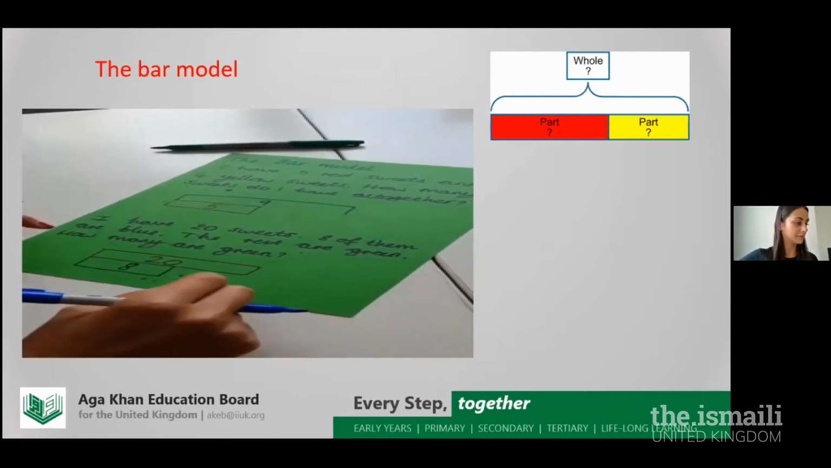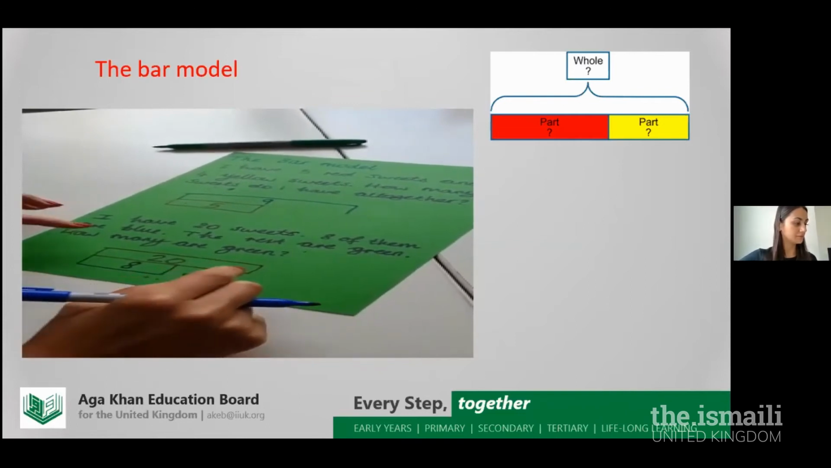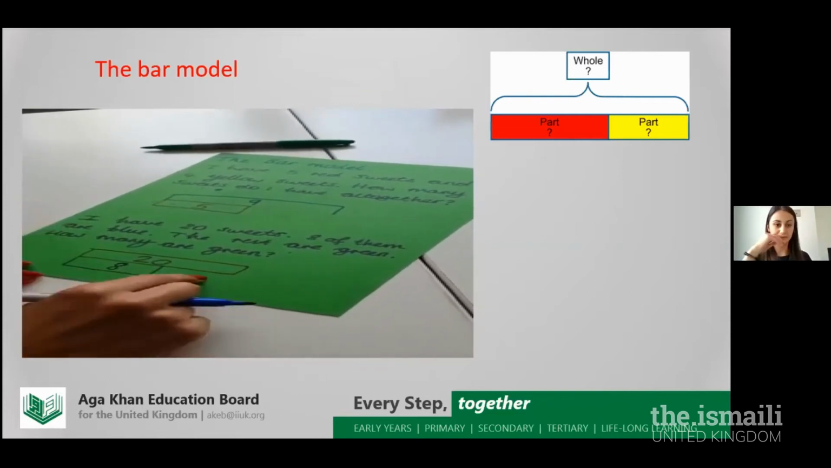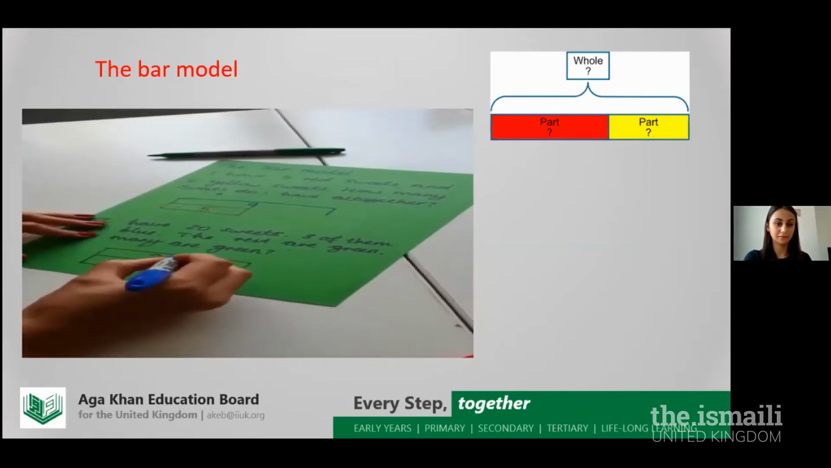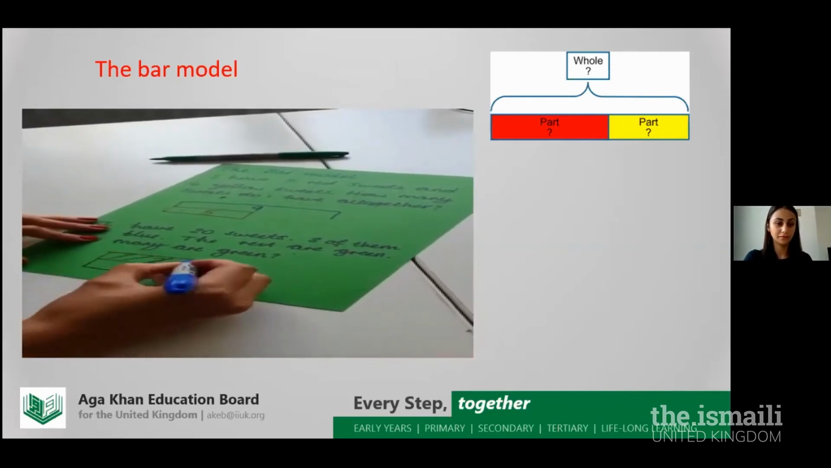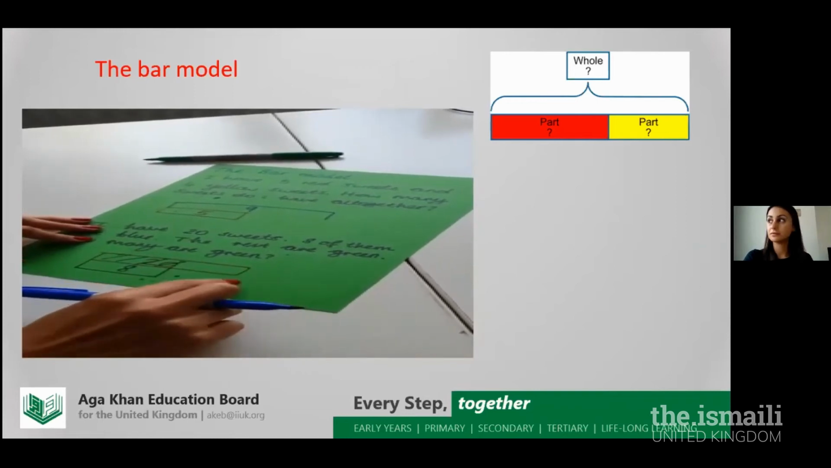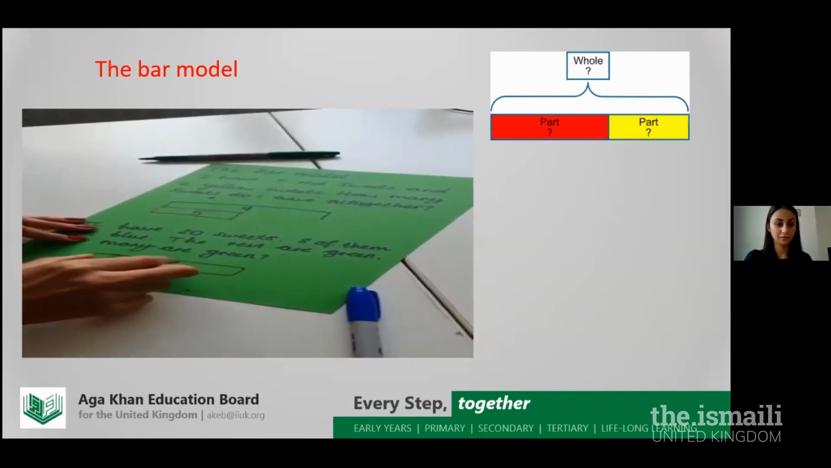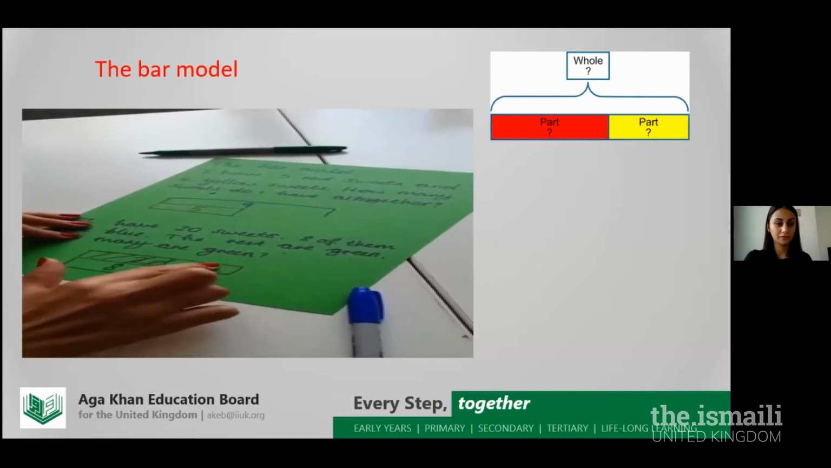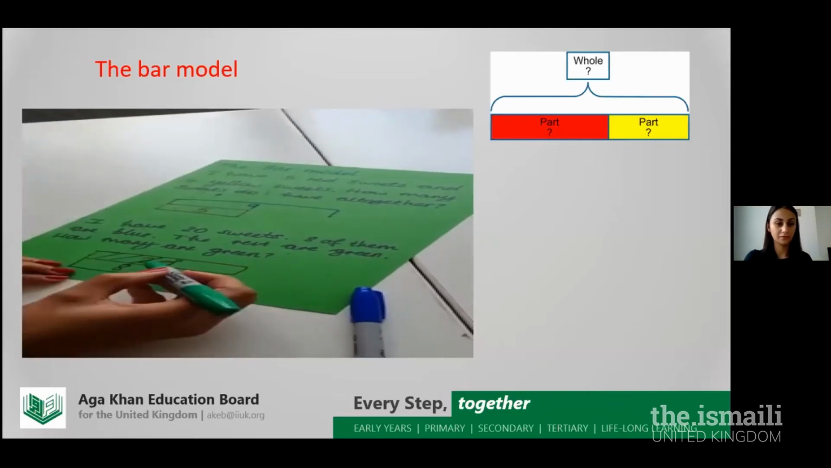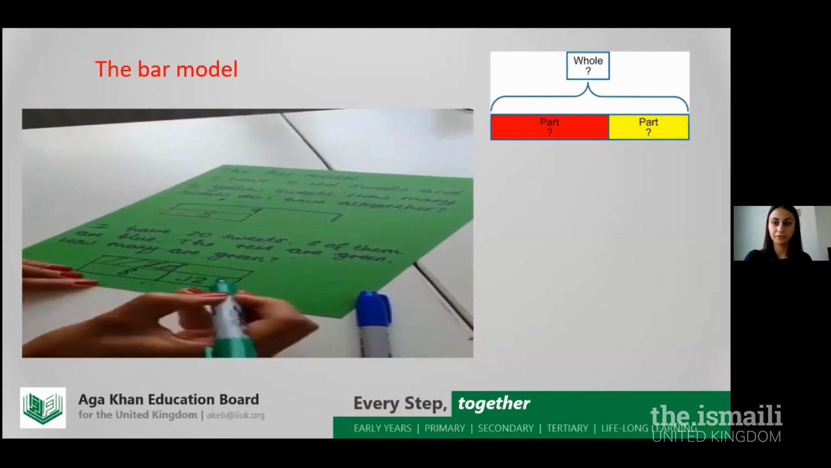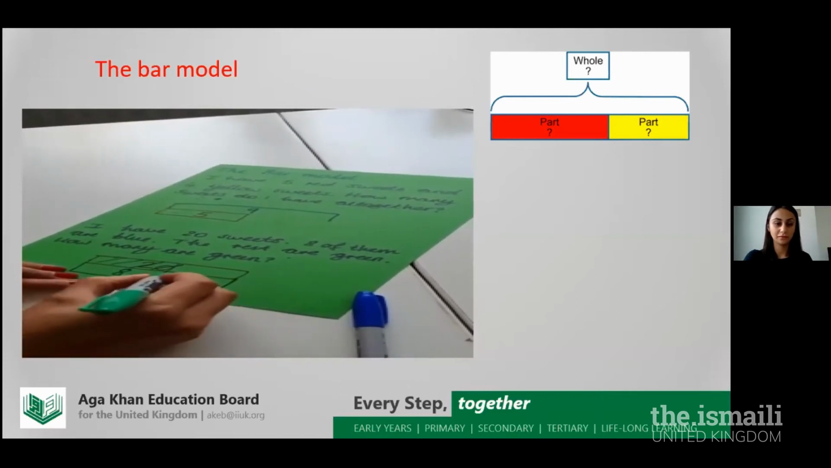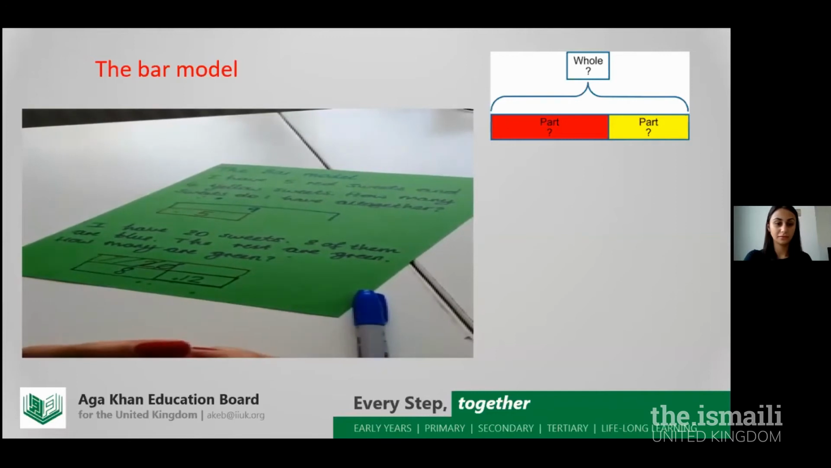Okay, so looking at this model, this isn't an addition problem because I haven't got 2 parts and I'm working out a whole. I have the whole and I have one of the parts. So I can clearly see it's a subtraction problem because I need to subtract the 8 from the 20 to get my answer. So 20 take away 8 is 12. So my answer is 12. There are 12 green sweets.